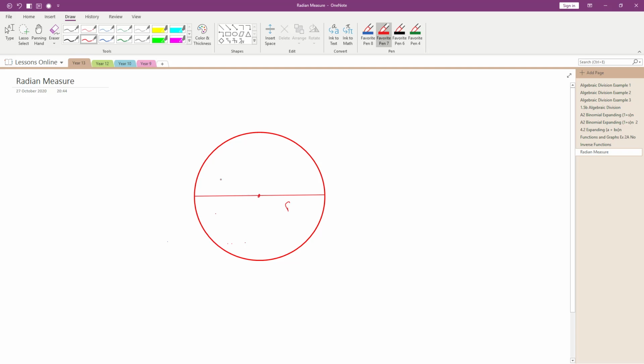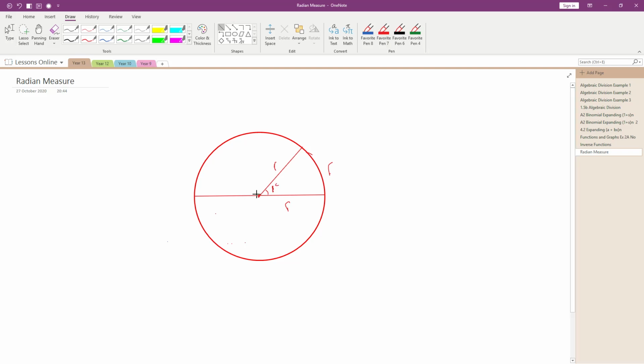Now if we just look at the top half of the circle, a semicircle here, how many radiuses can I fit around the top half of the circle? What do you think? You can fit 3 diameters around a full circle. How many radiuses, well 3 and a bit, can I fit around here? So if I draw one radius there, I've taken the radius around there, so that's 1 radian. Let's do another one then.